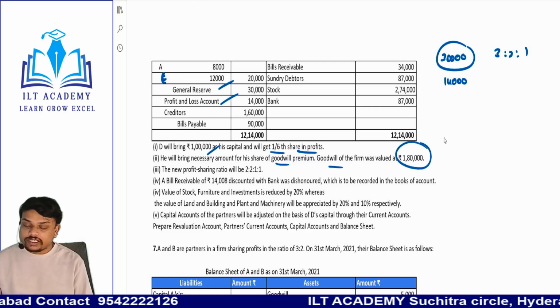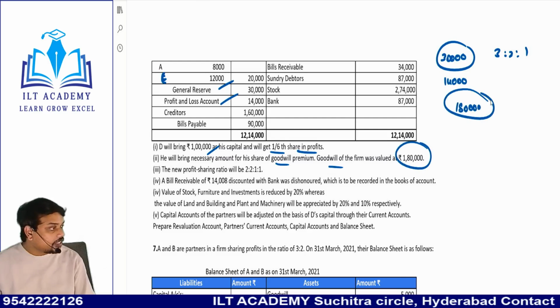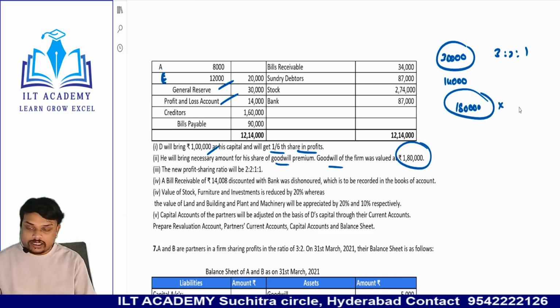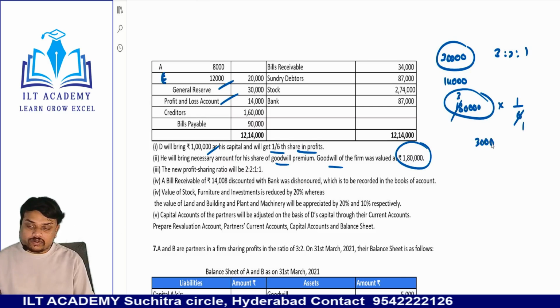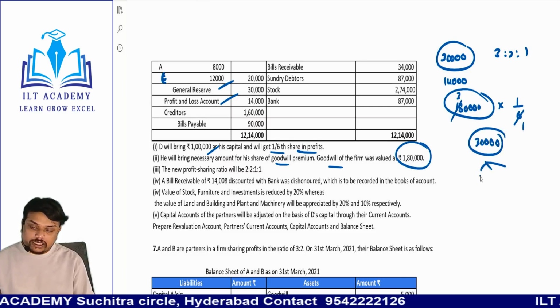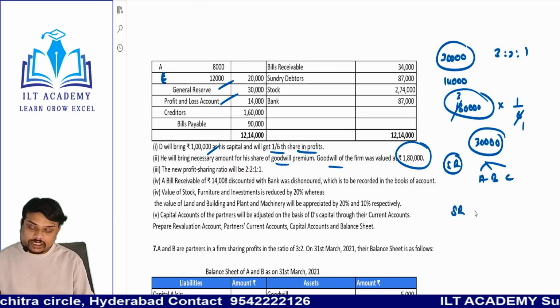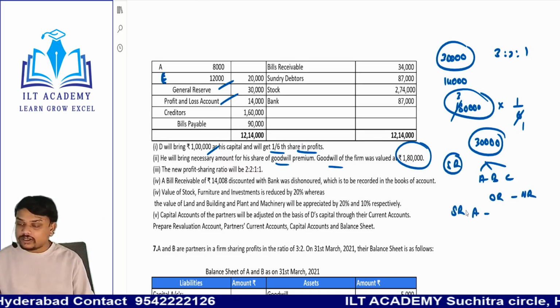Afterwards he will bring the necessary amount for goodwill premium. Goodwill of the firm is valued at 1,80,000. He will not bring the whole 1,80,000, only his share. His share is 1/6, and 1/6 of 1,80,000 is 30,000, which will be distributed among A, B, C in the sacrificing ratio. How do we calculate the sacrificing ratio? Old ratio minus new ratio.